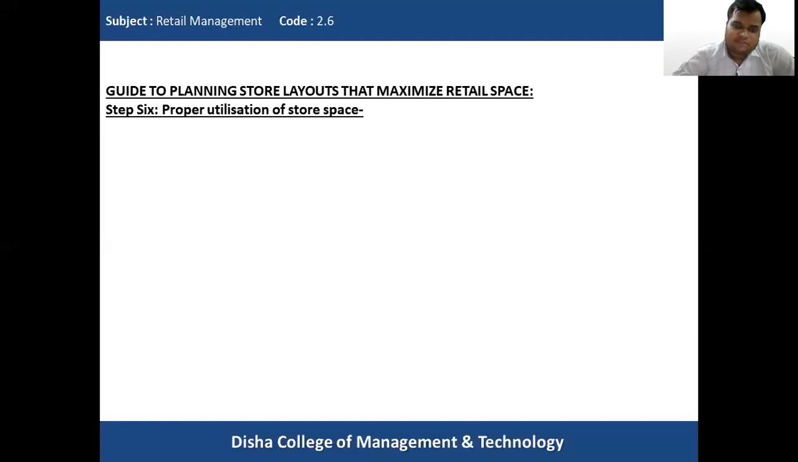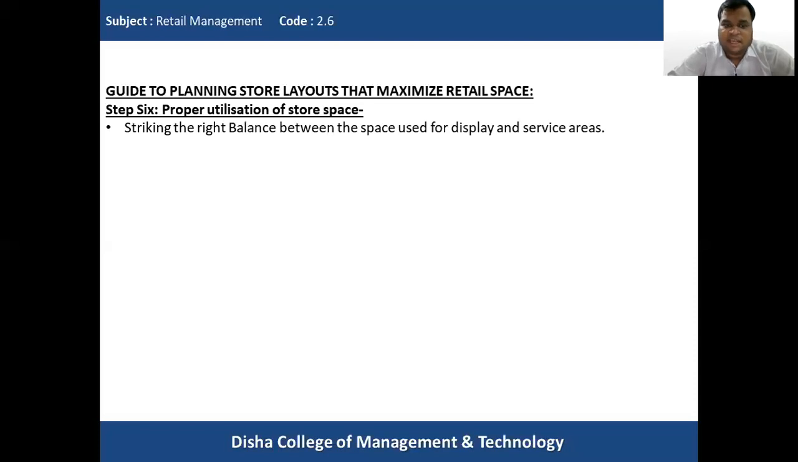So that is why it is very important to see that the retailer understands and maintains proper utilization of the store space, striking the right balance between the space used for display and the service area. When we say proper utilization of store space, we mean that the retailer should be able to strike a balance between the space used for the various displays and the various service areas that are provided in the store. So the balance should be maintained by the retailer.